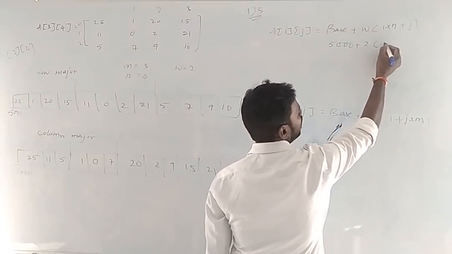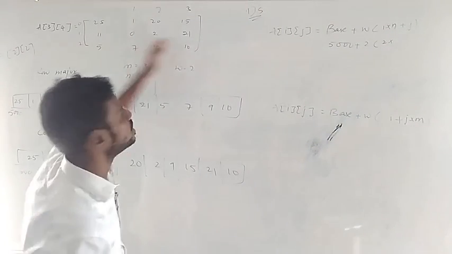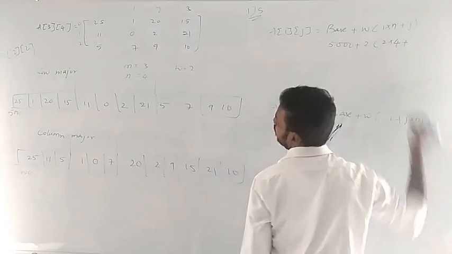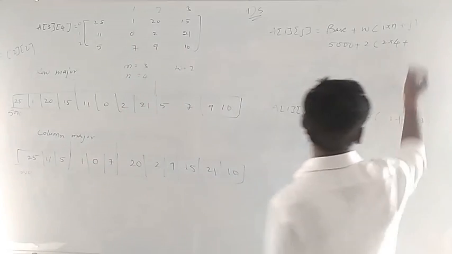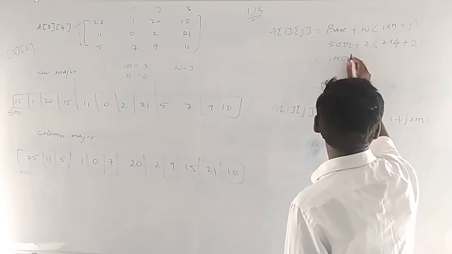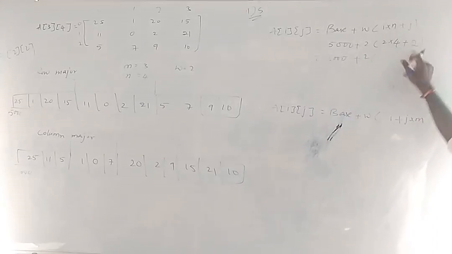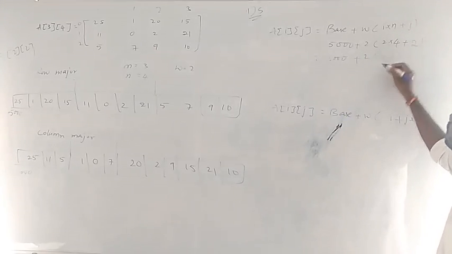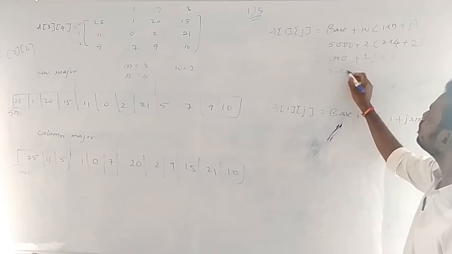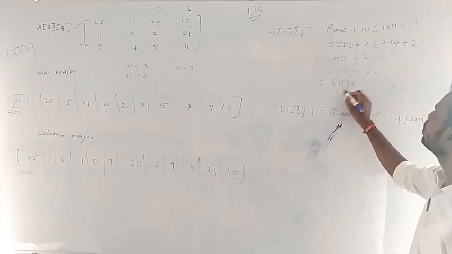The base address is 5000 plus the size of the element, 2, times (i is 2, and n is the number of columns, that is 4, plus j). J is also 2. So 5000 plus 2 into (2 into 4 is 8, 8 plus 2 is 10), and 10 into 2 is 20. 5000 plus 20, and the final address will be 5020.